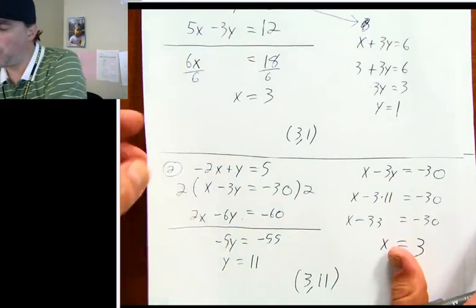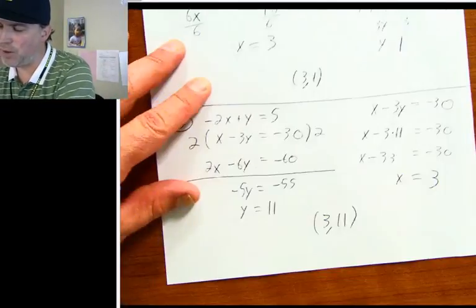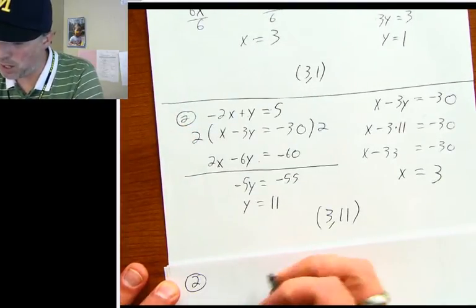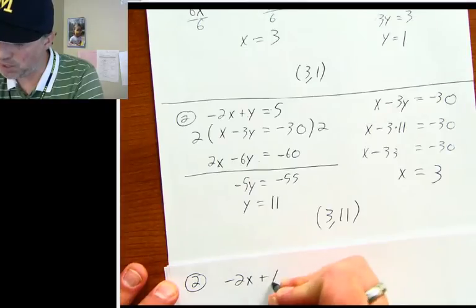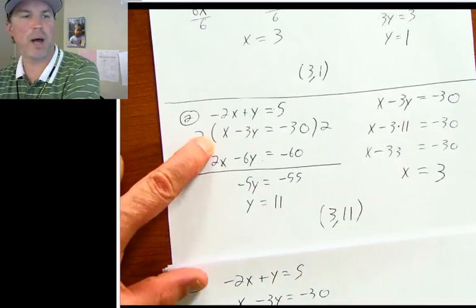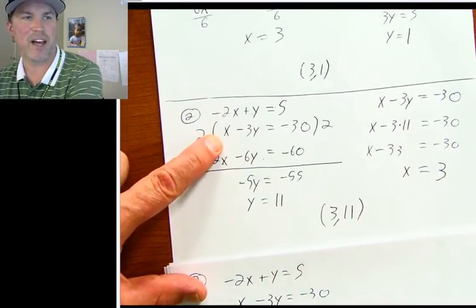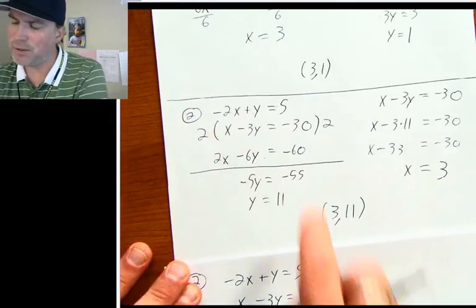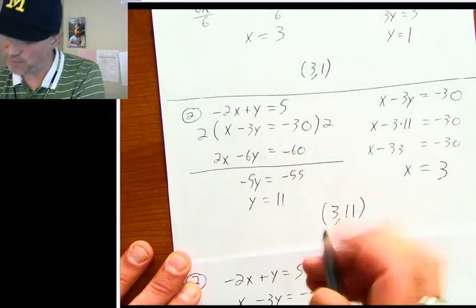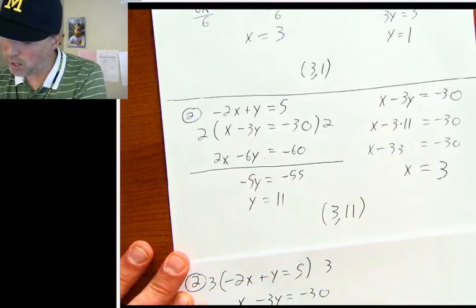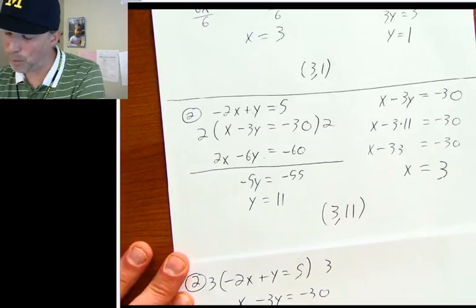I'm going to show number 2 a second way as well, if you're interested. If you're not interested in seeing this, you might want to fast forward. I have negative 2x plus y equals 5, x minus 3y equals negative 30. So this first time, I tried to take this second equation and make it a 2x in there. But I also noticed that I could multiply this first equation by 3. And that's going to give me a positive 3y here.